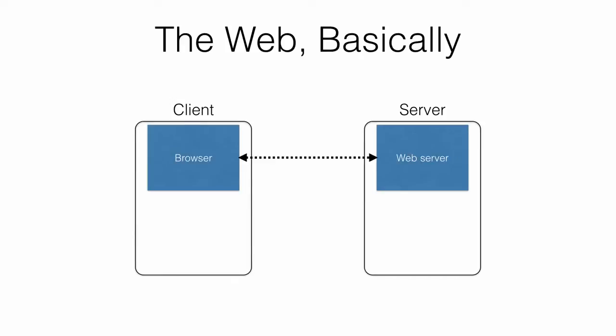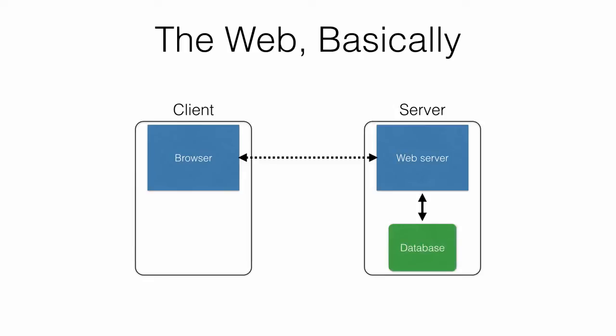So the client runs a browser. This is Internet Explorer or Chrome or Firefox. And at the server, one runs a web server to serve the content. And web servers are things like Apache HTTPD, Nginx, IIS by Microsoft, and so on.